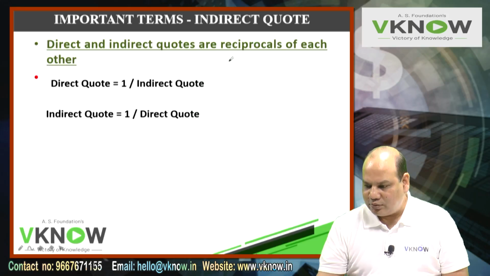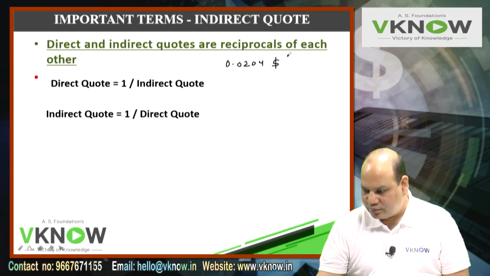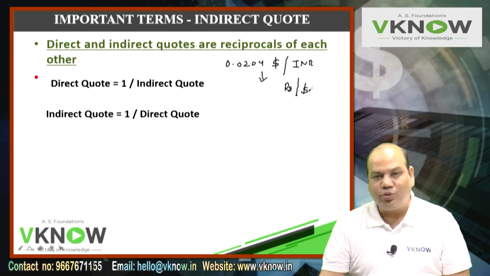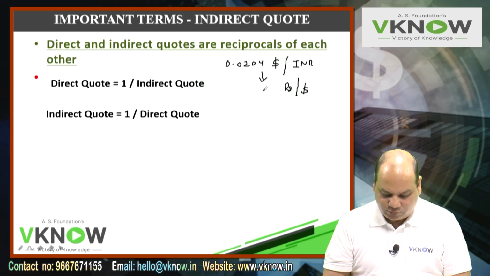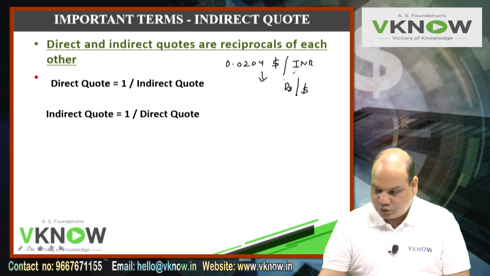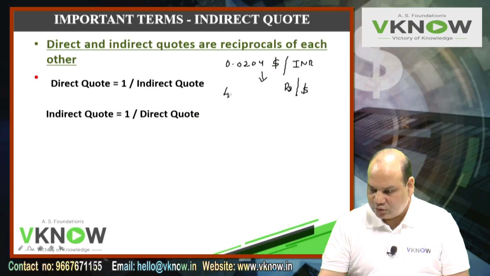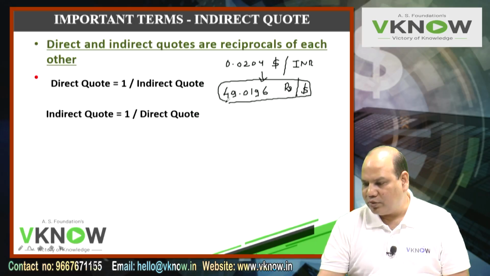So if you are given $0.0204 per Indian rupee INR, convert this into rupees per dollar, convert it into direct quote. What will you do? Just take 1 divided by 0.0204. So that comes to 49.0196 rupees per dollar. This way you can convert an indirect quote into direct quote.